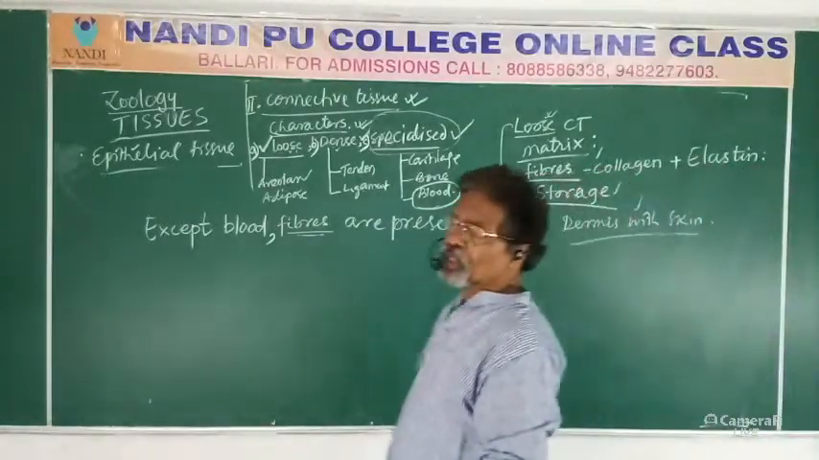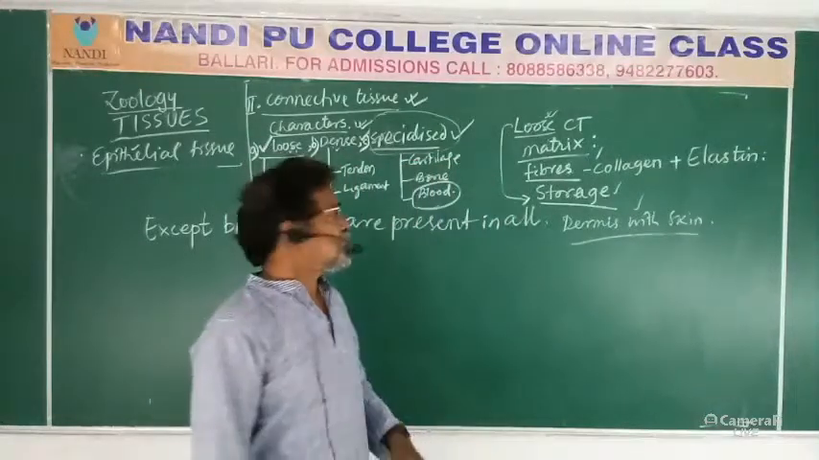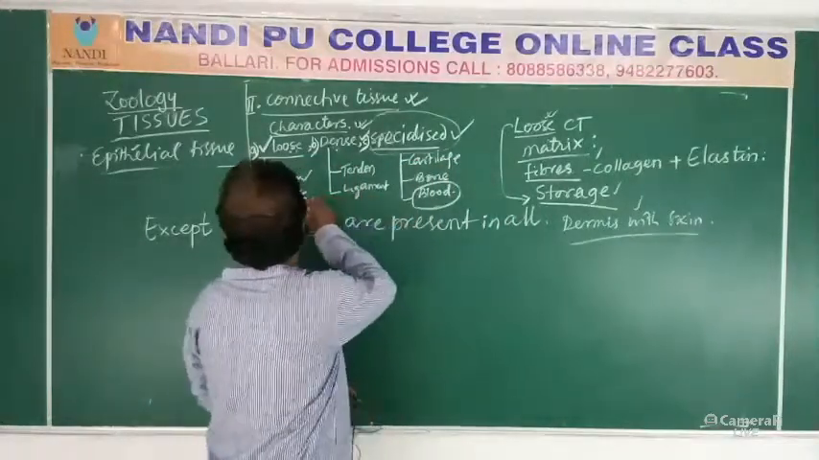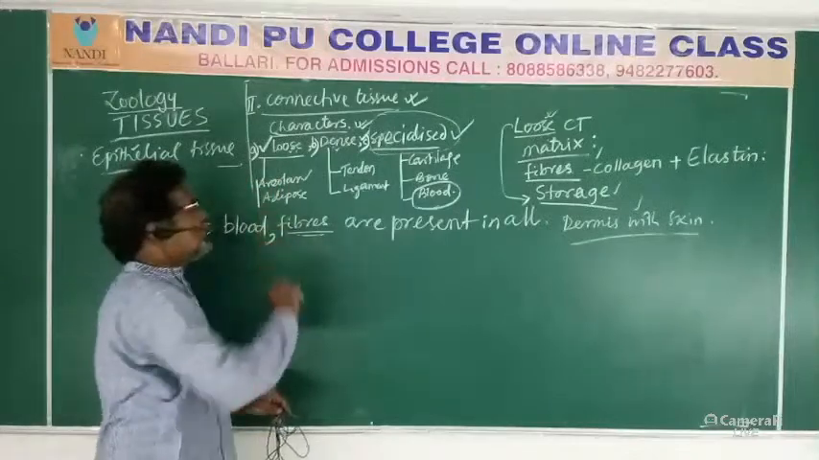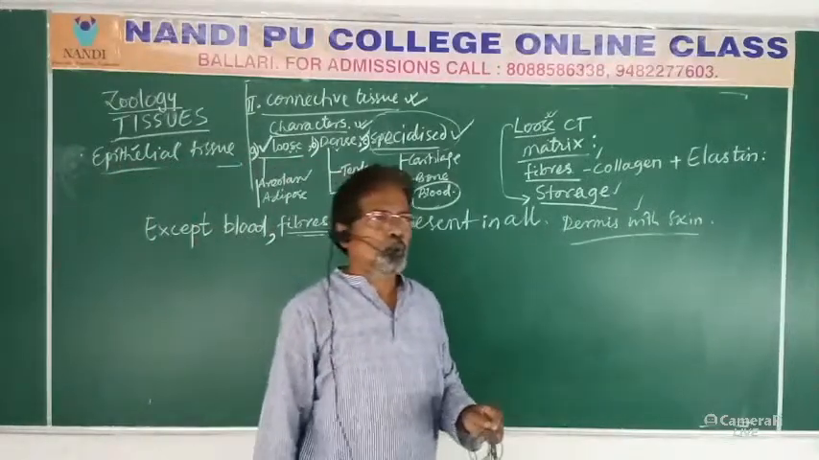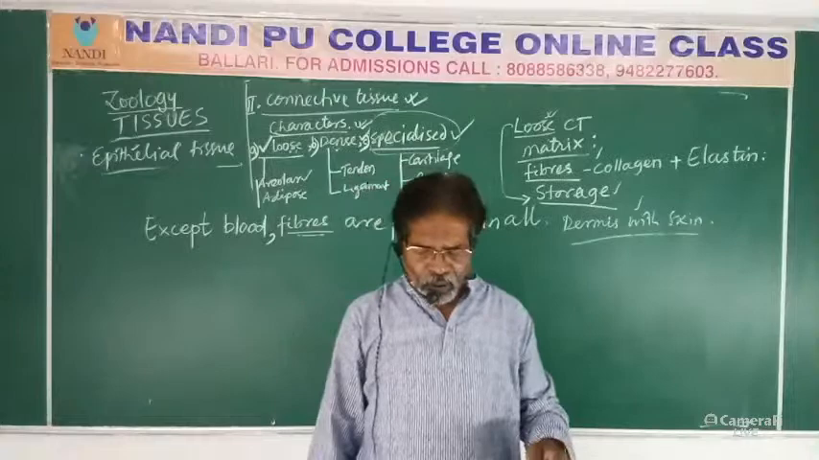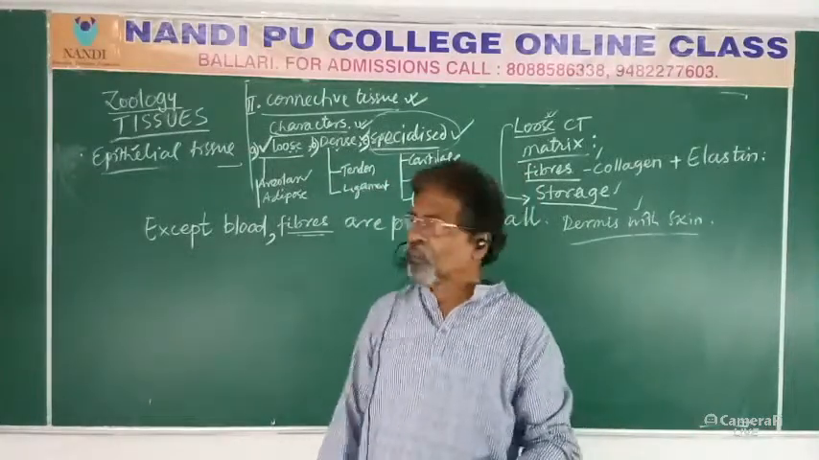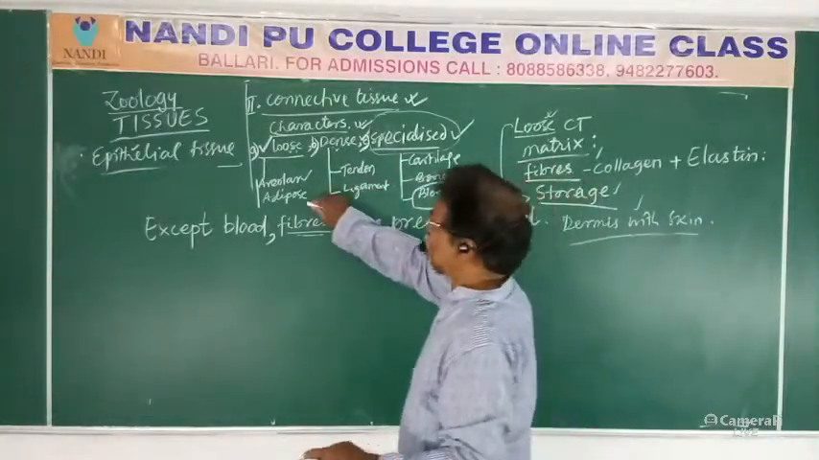Now, this loose connective tissue again depending on the location and function, they are of two types. One is called as your areolar tissue, another one is your adipose tissue. Areolar tissue and adipose tissue. So for the time being, we will remember only this much in this class.